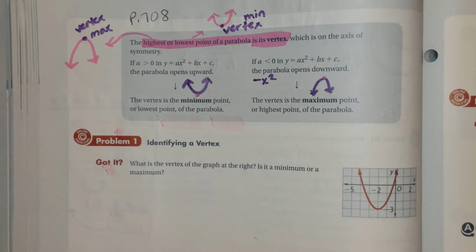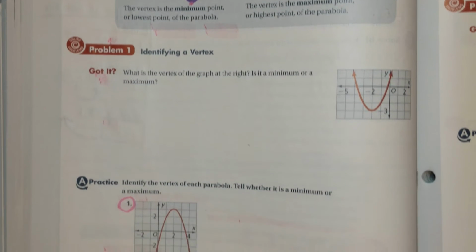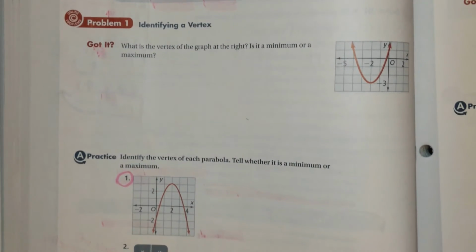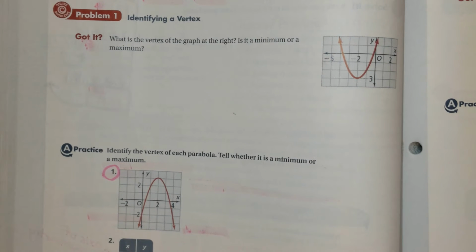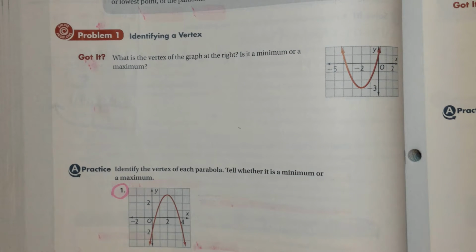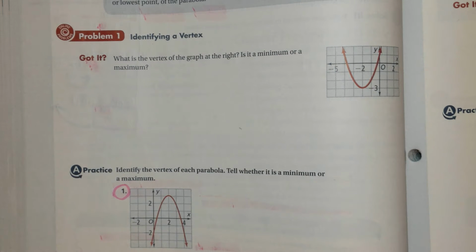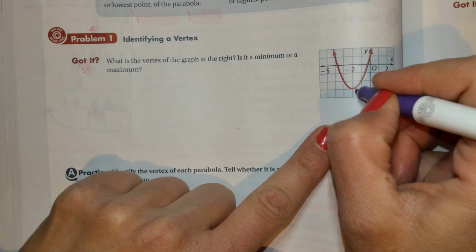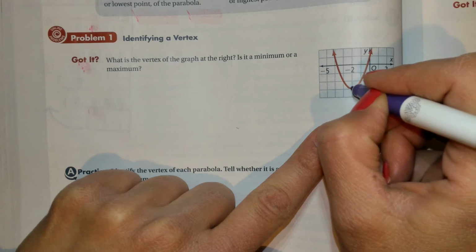All right, so these first problems are identifying a vertex. Oh, sorry, if you need to pause, get that. Otherwise, we're moving on. It says, what is the vertex of the graph at the right? Is it a minimum or a maximum? So the way you identify the vertex is you want to see exactly when it's kind of flat, when it stops increasing and decreasing.